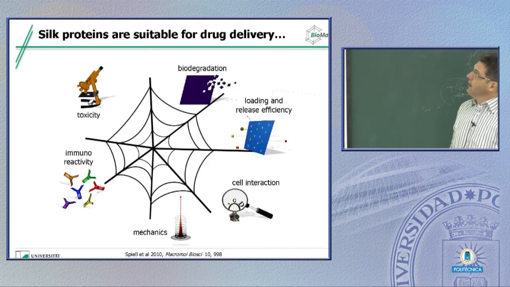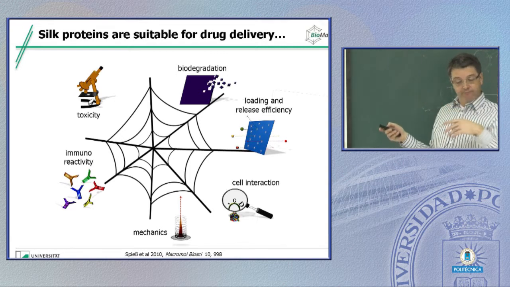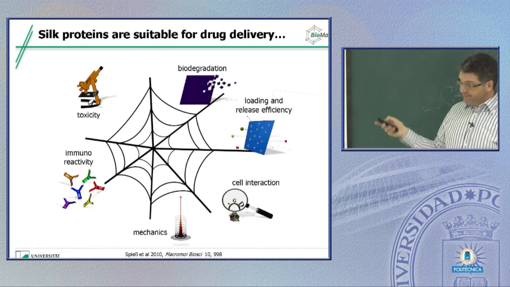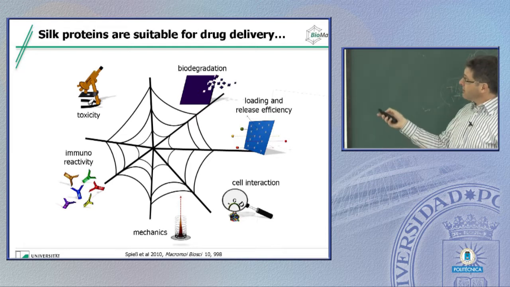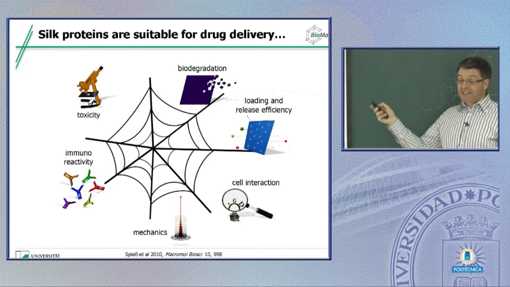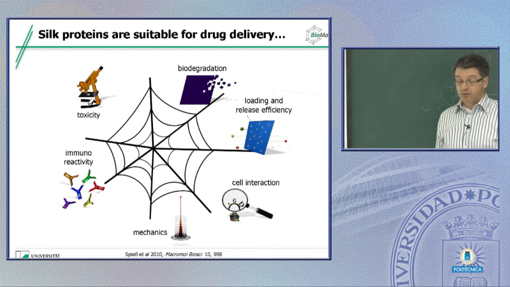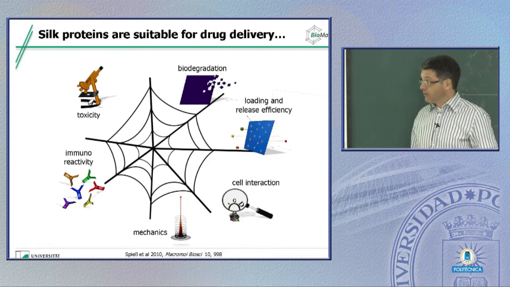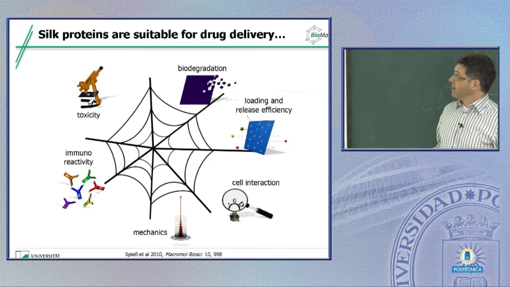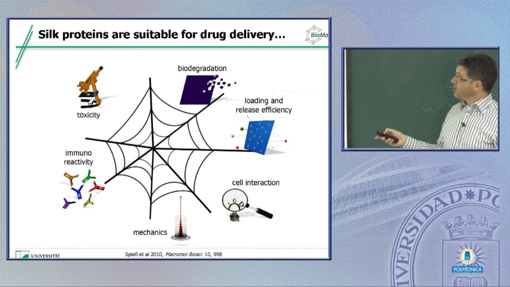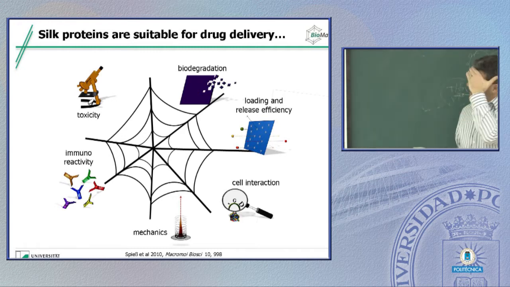Okay. So this indicates that silk proteins are suitable. So we have quite often intermediate or slow biodegradation, at least in some cases. I've shown you already that we can make drug delivery devices, so we can load and release drugs with high efficiency. We do have good mechanics. For most cases, the mechanics are too good, so we actually have to lower them for some of these tissue engineering activities. And then, of course, there are 3 more questions. How about toxicity? How about immunoreactivity? And how about cell interaction?